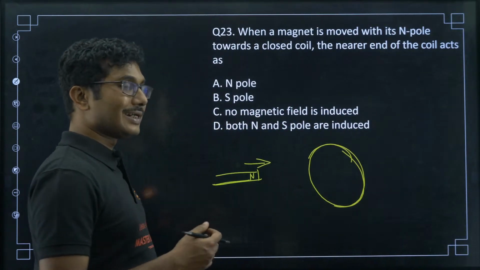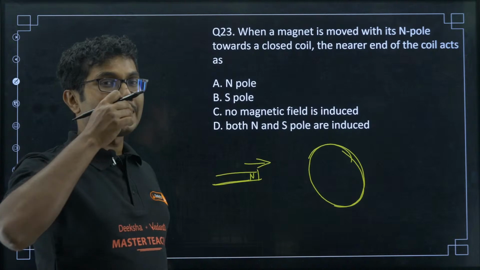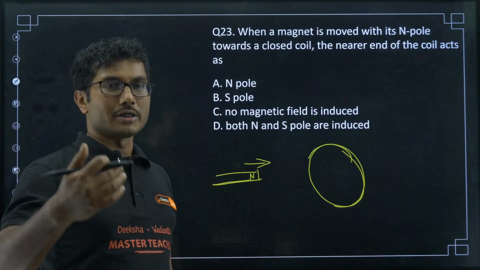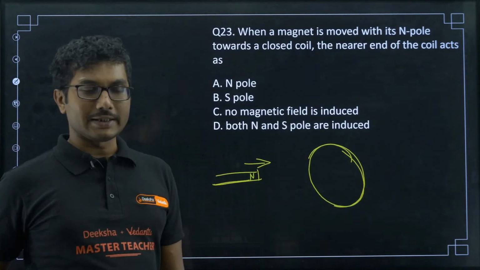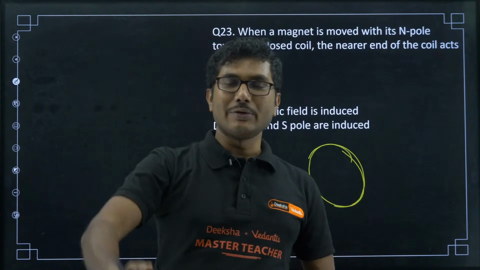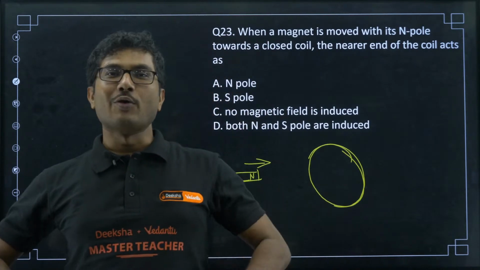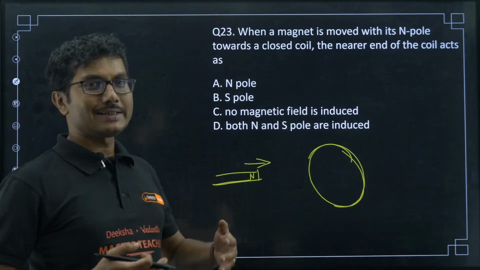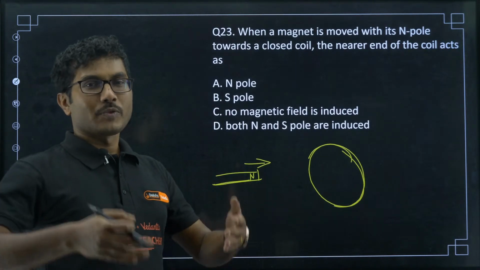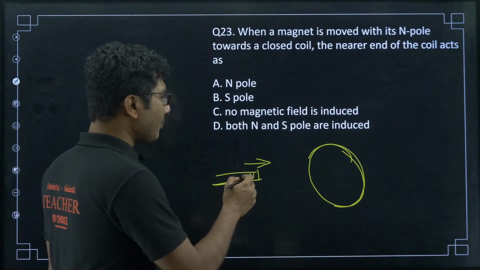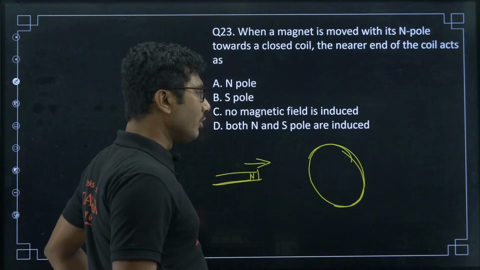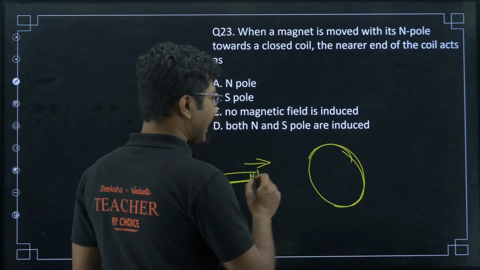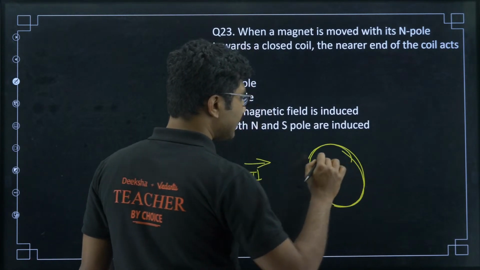So, what is the Lenz law? Lenz law says that it prohibits the cause. Prohibits the cause means I am a teacher, I am asking you to study, and you say, no, I will not study. That is the Lenz law. Lenz law says whatever the teacher is saying, you have to oppose it. So how can it oppose? If there is a north pole, it can oppose only when a north pole is induced here.